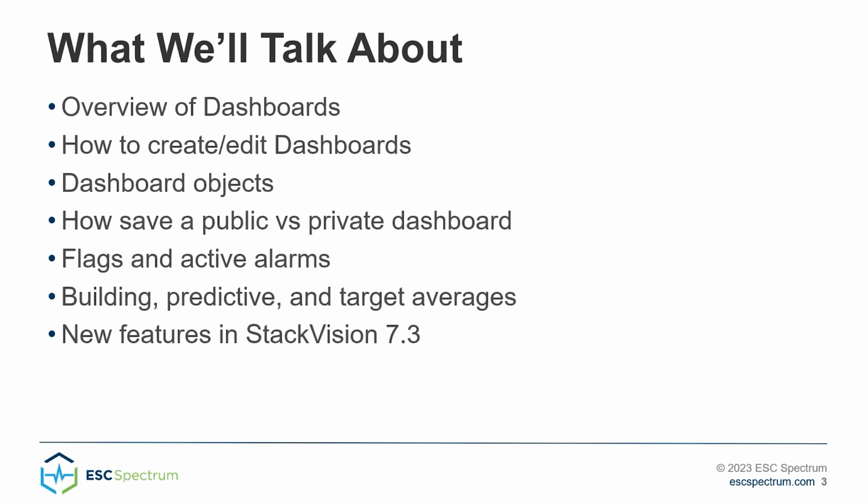Then we'll go into flag settings with those objects and dashboard parameters, as well as showing you the active alarms feature in the newer StackVision versions and how you can navigate through there. And then I'll touch on building predictive and target averages, talk a little bit about each one of those and how you can utilize those and the difference between that and our old console viewers. At the end, I'll touch on the new features if I haven't already talked about them in the previous things, of the new features in StackVision 7.3 and go from there and then answer any questions that you guys may have.